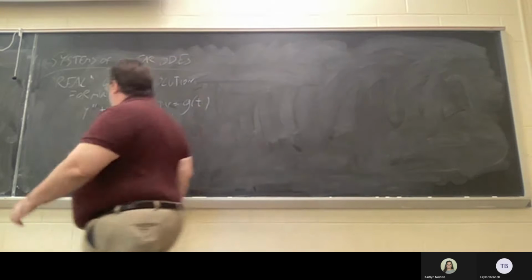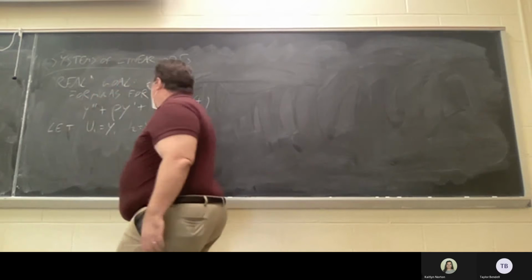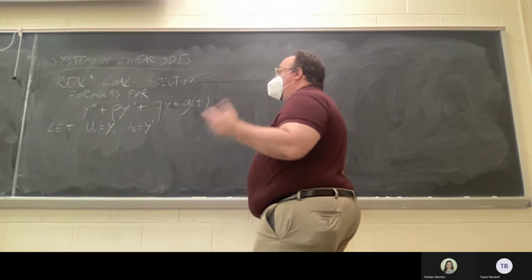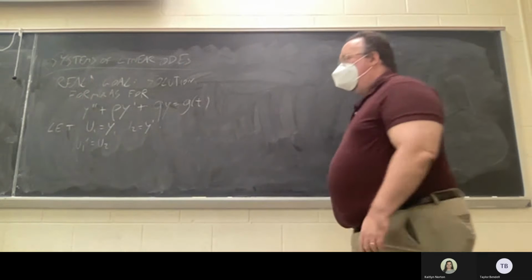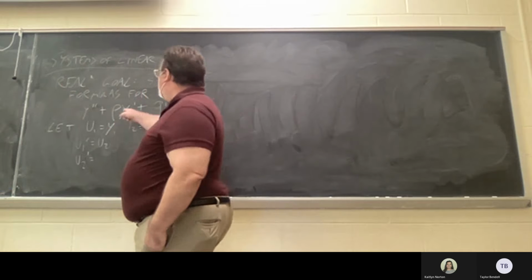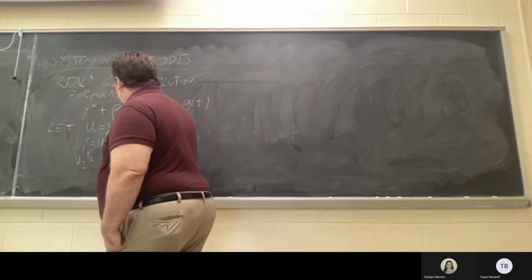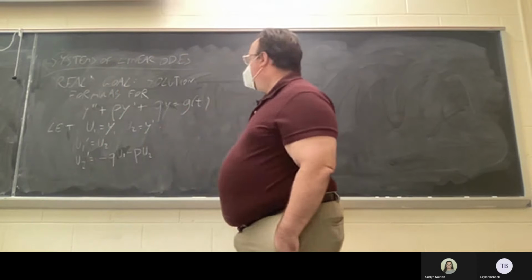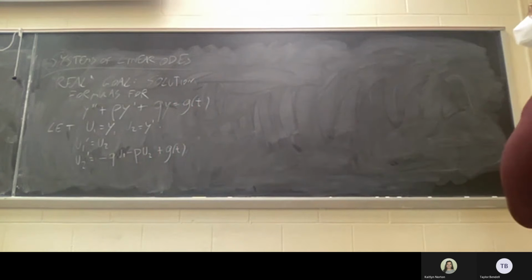Okay. All right. So if I let u1 equal y, u2 equal y prime, then a first order system would just have equations for u1 prime and u2 prime. So u1 prime is u2. That's just saying y prime equals y prime. And then u2 prime would be equal to, if I took all this stuff and moved it to the other side, minus q u1 minus p u2, plus g of t. All right. So now we have a first order system, and if you have initial conditions for y and y prime, those would be the same initial conditions for u1 and u2.